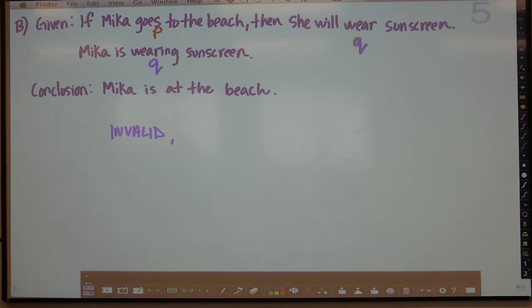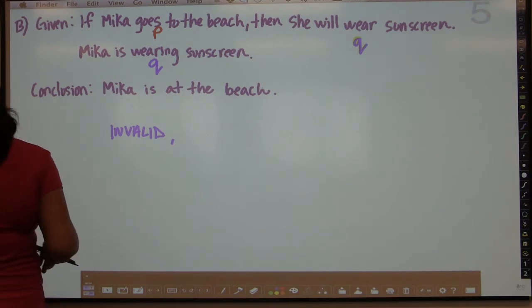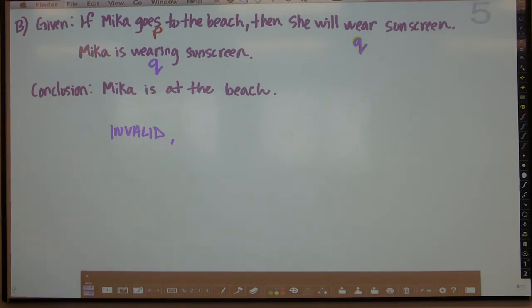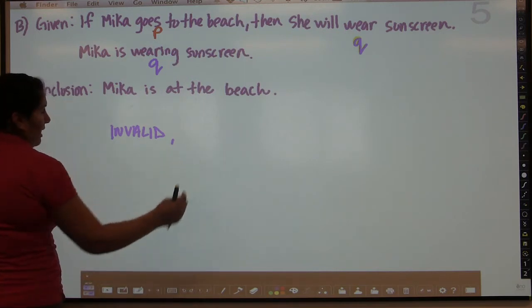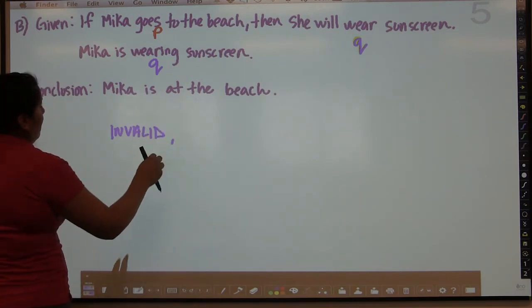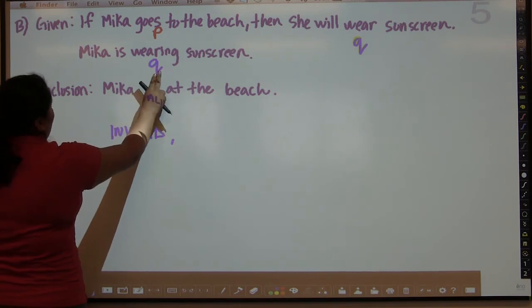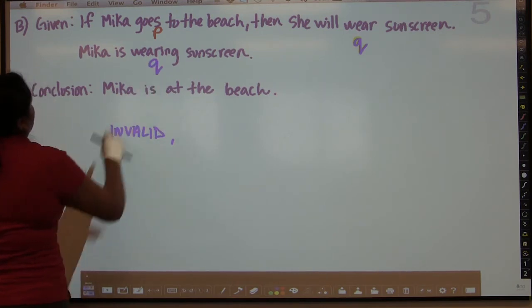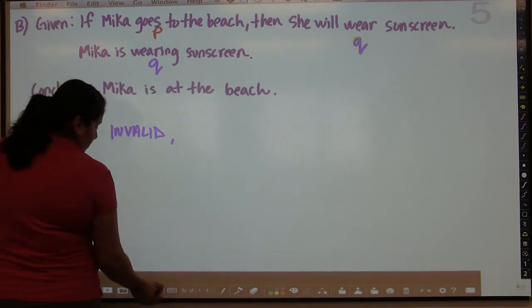So that's not going to be true. So that one was invalid. So you can write all that out. Basically, it doesn't follow the right pattern. This is the wrong statement. We should have a statement here about Mica going to the beach. And we don't. So there we go.